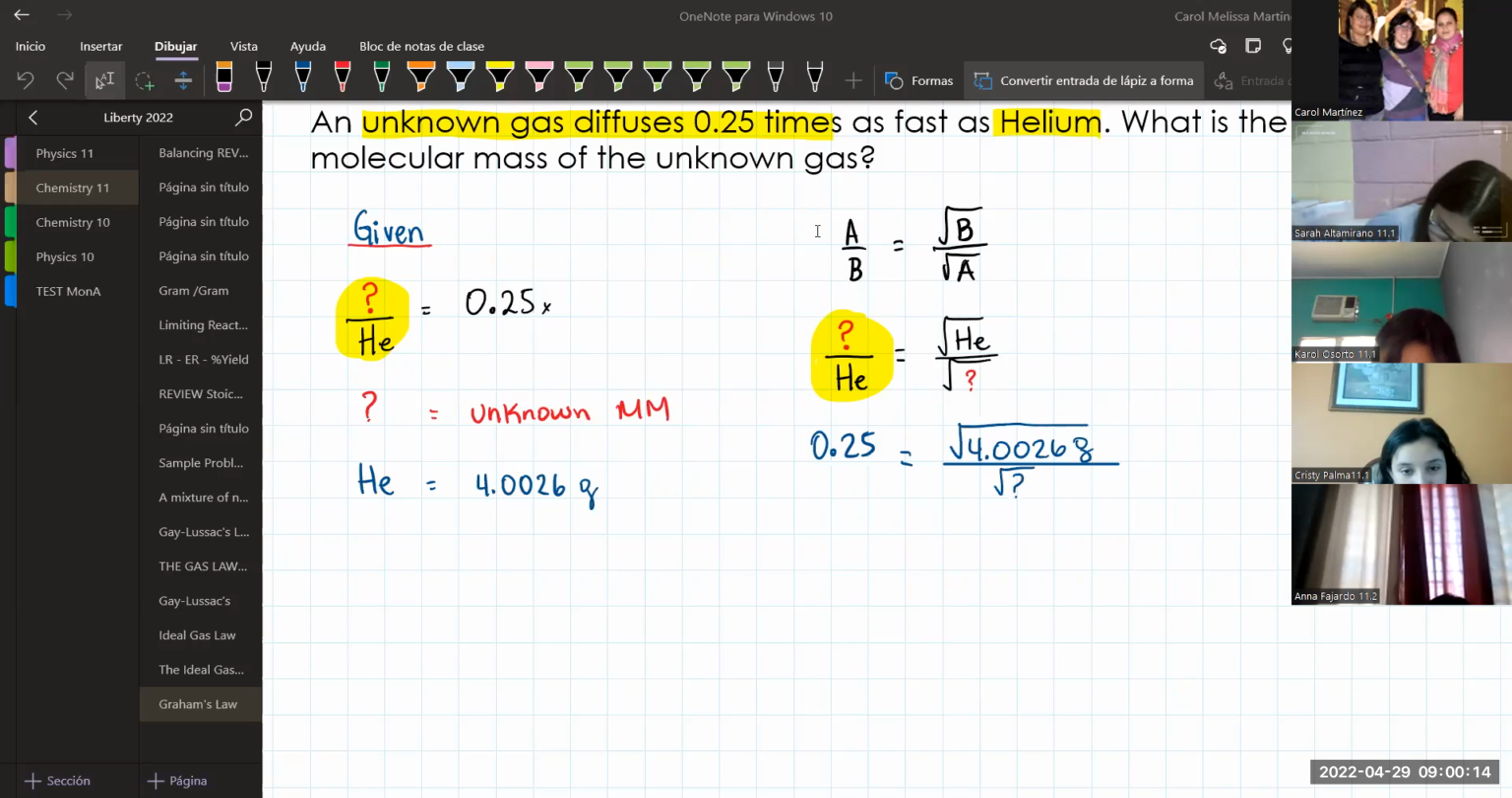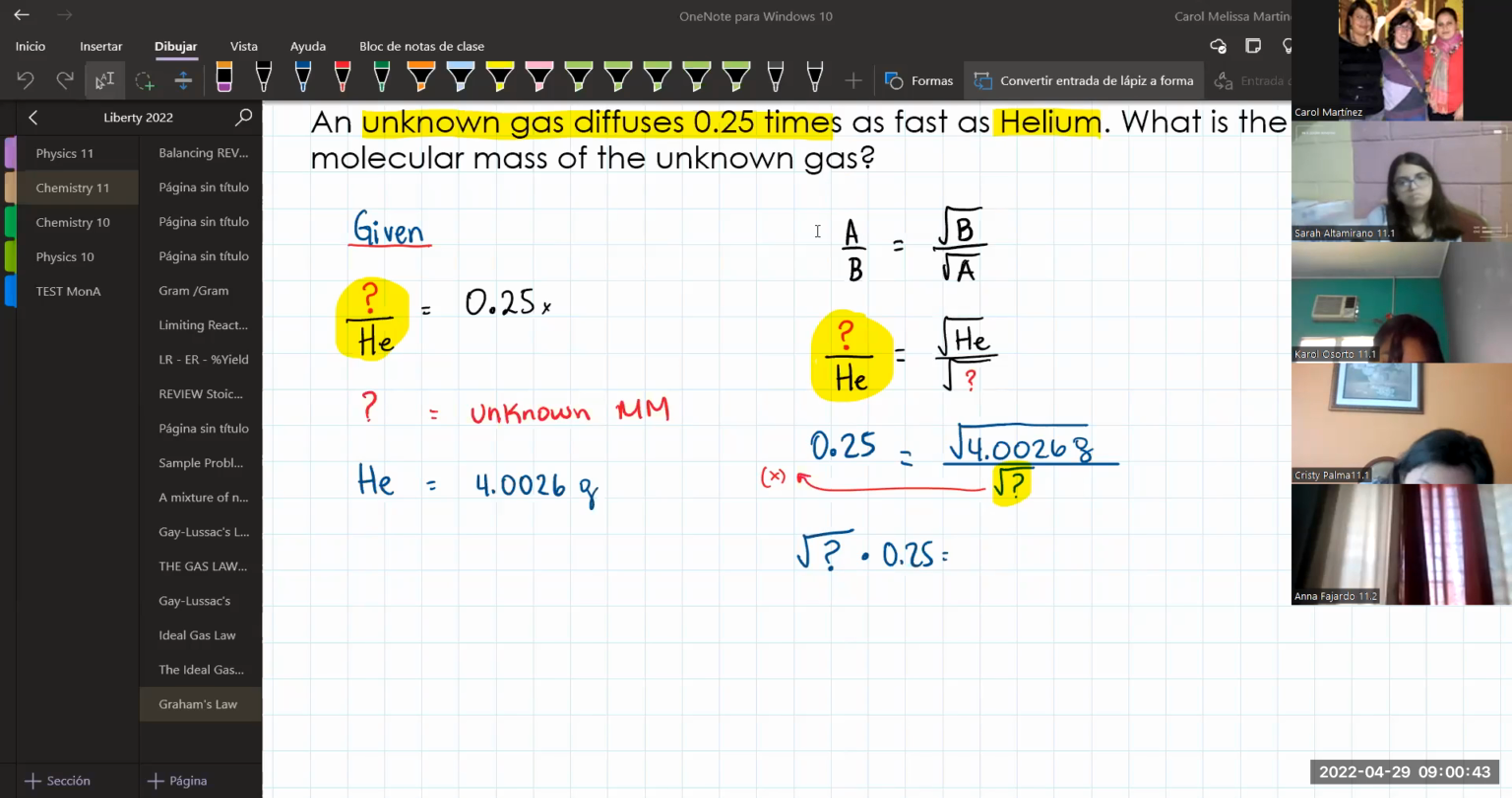I need to isolate for the unknown, okay? And my unknown there is dividing. So I'm going to send it to the other side to multiply. There it is dividing, and on the other side it will be multiplying. So my square root of the unknown, multiplying 0.25, is equal to the square root of 4.0026 grams.